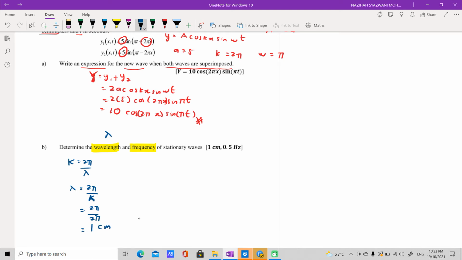For the next part, you want to find the frequency. To find the frequency, we need to use omega. Omega equals 2 pi f. Make f the subject, you will get omega divided by 2 pi, and our omega is pi. So pi divided by 2 pi. Your answer for the frequency would be 0.5 hertz. That is how you do part B.